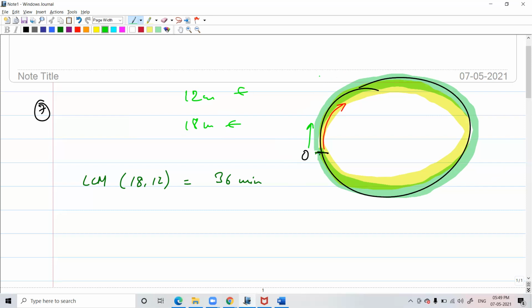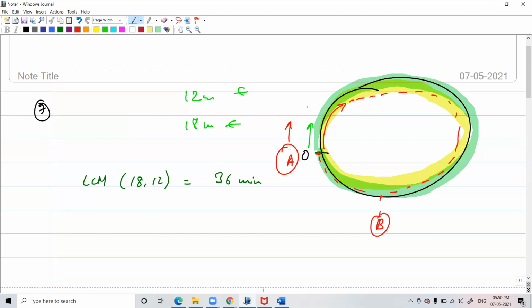So what in reality will happen? You will go faster. Let's say it is 12 minutes now. You have completed the first round. Where is the slower guy? He is still behind you, no? He has not completed. He will complete the full round only after 18 minutes. 6 more minutes he needs. So you are here, A is here, and the other slower person B is over here. You are still moving faster than him.